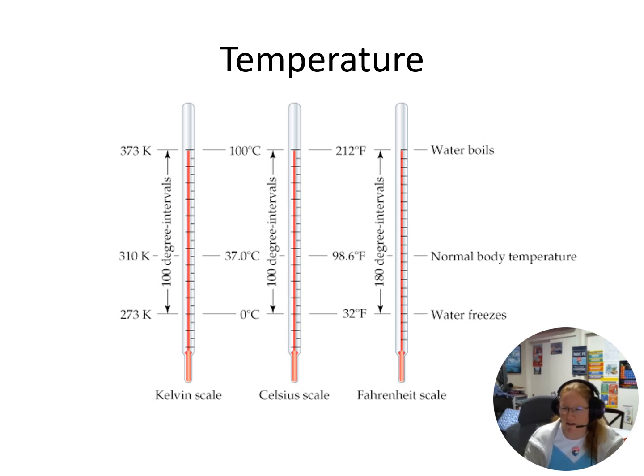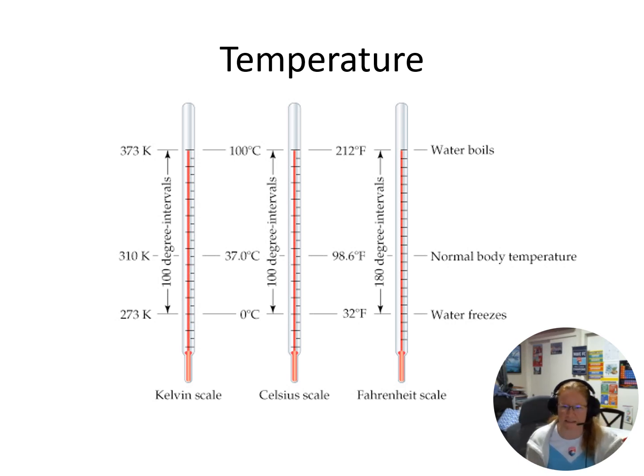Okay, now Kelvin has what we call absolute zero, meaning that that's it, it doesn't go any lower than that. So you will never get a negative Kelvin temperature. We can get negative Fahrenheit temperatures, we can get negative Celsius temperatures. We will never get a negative Kelvin temperature.